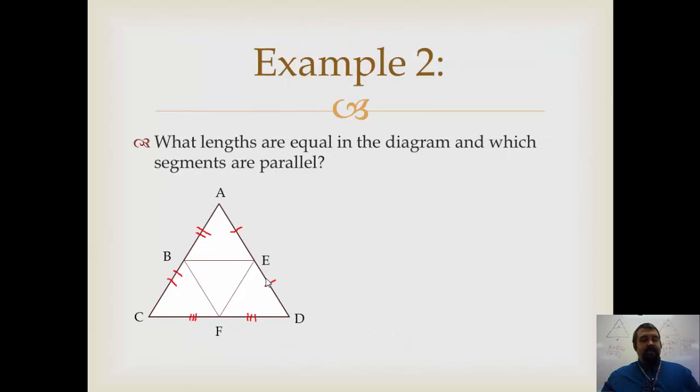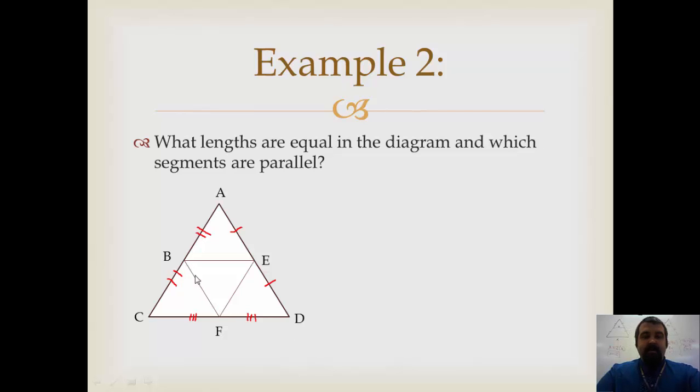Alright, so this is the next example you should be able to do. What lengths are equal in the diagram, and which segments are parallel? Well, if I know that segment BE is half the length of segment CD, and I know that segment CF and segment FD are congruent, well, doesn't that mean segment CF, segment FD, and segment BE are all congruent? Yeah, it does. Segment BE is half the length of CD, and segment CF is half the length of segment CD, well, then they all have to be the same length.